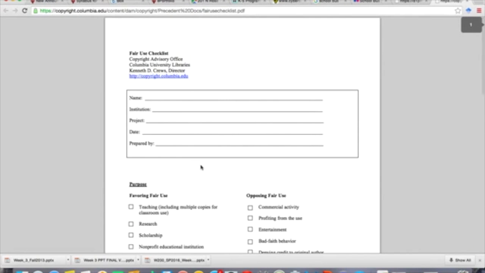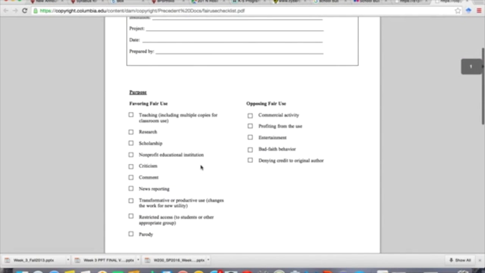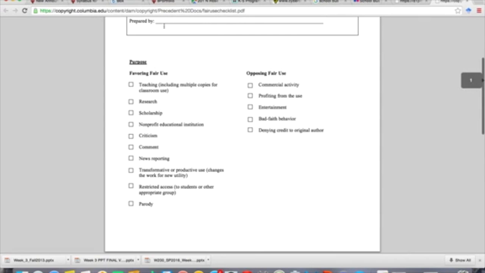This one is the fair use checklist. So we can go through those 4 points, and on the left-hand side, this is favoring fair use, and on the right-hand side, those are the things that are opposing fair use, meaning that you're more likely to be violating the fair use principles if you're on this side as opposed to on this side. So the first one is making sure that you're using it for actual teaching purposes and that it's nonprofit.